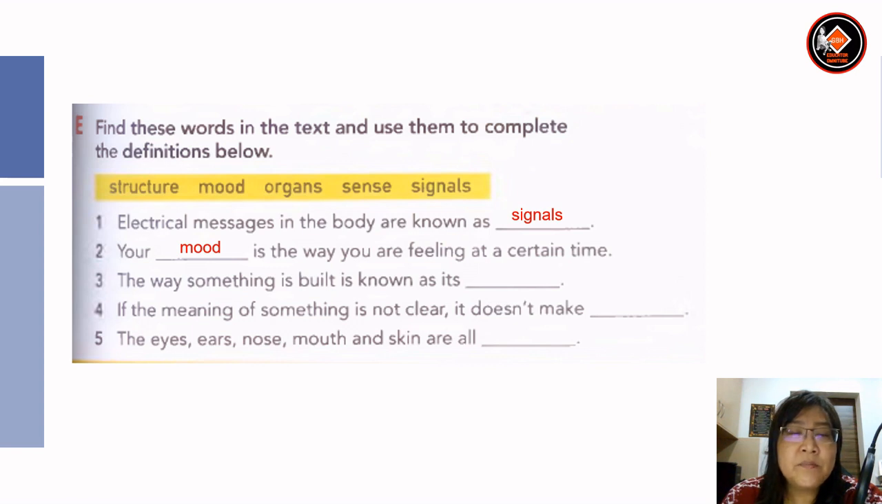The way something is built is known as its ___. Answer is structure. If the meaning of something is not clear, it doesn't make sense. Number 5. The eyes, ears, nose, mouth and skin are all organs.